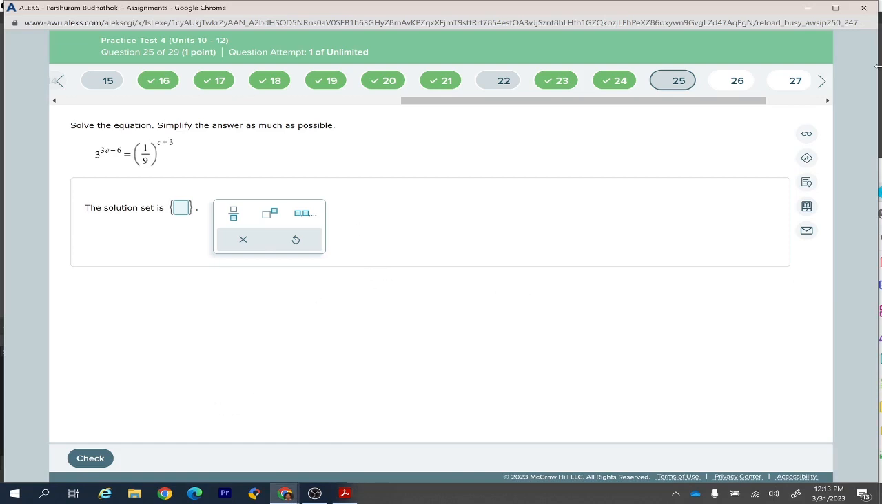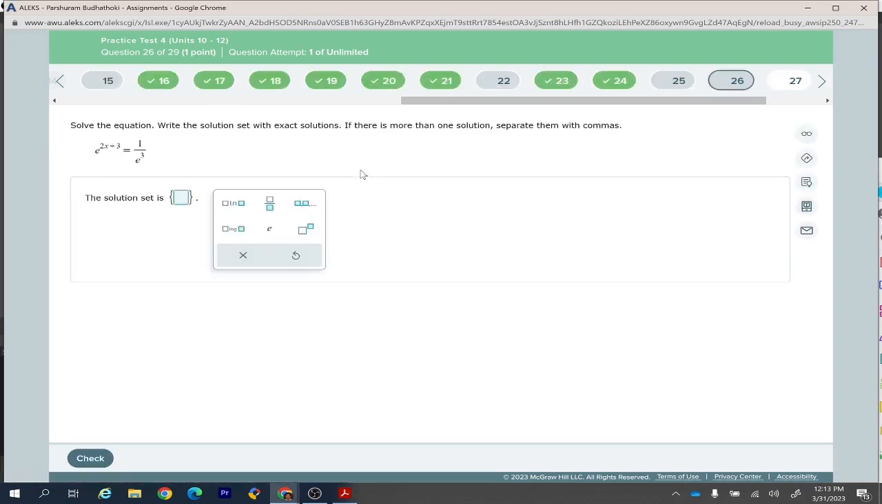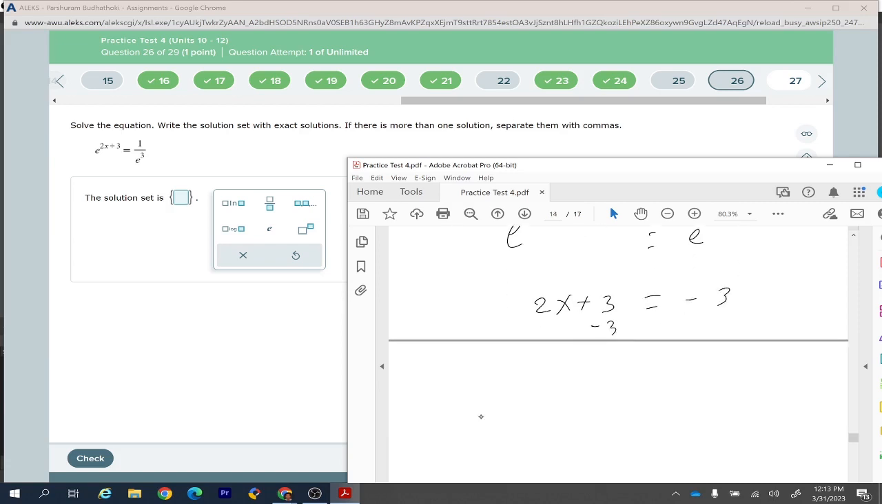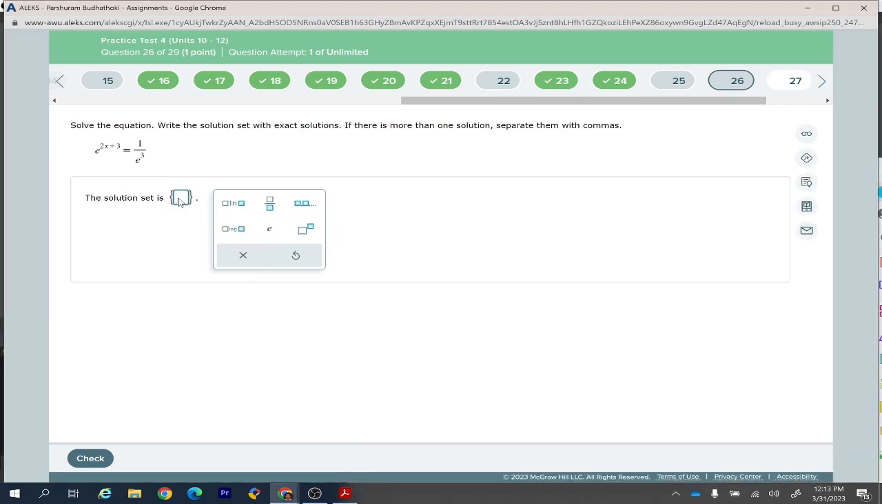I'm going to skip this. Exactly the same thing. Bring this e to the power 3 on the top, change the position, and that will be e to the power negative 3. And solve this equation: e to the power 2x plus 3 equals e to the power negative 3. So this is actually 2x plus 3 equals negative 3. Now if you try to solve this equation, just subtract 3 and then divide by 2. So x would be negative 3. When you type your answer as a set, you just have to put x equals negative 3 here.